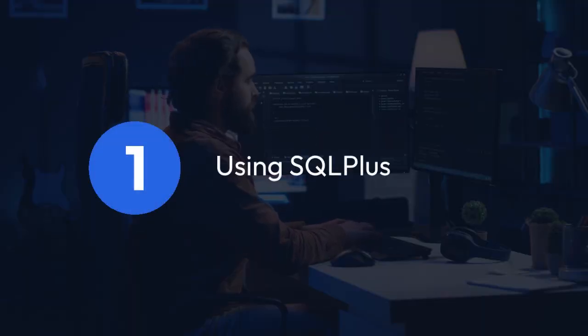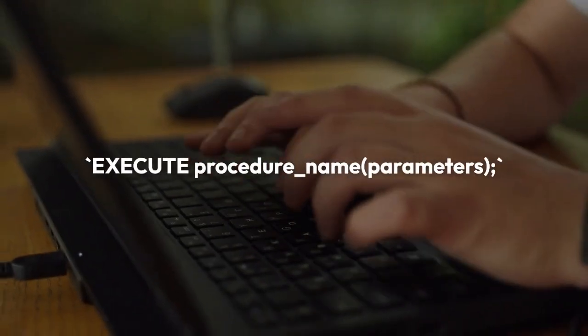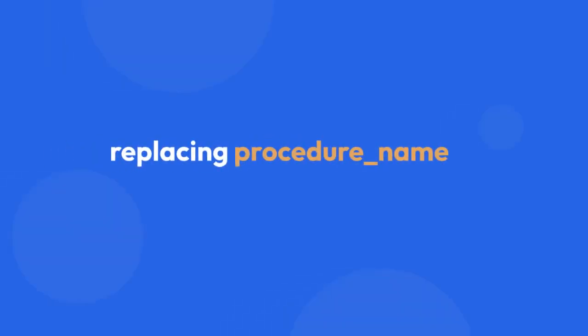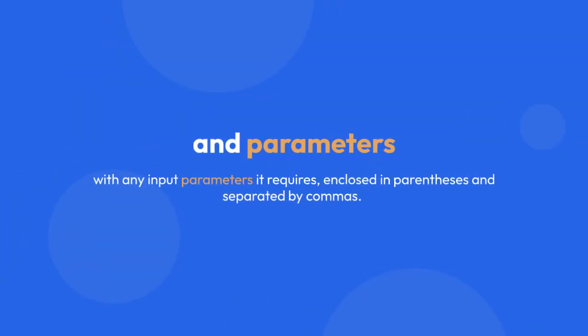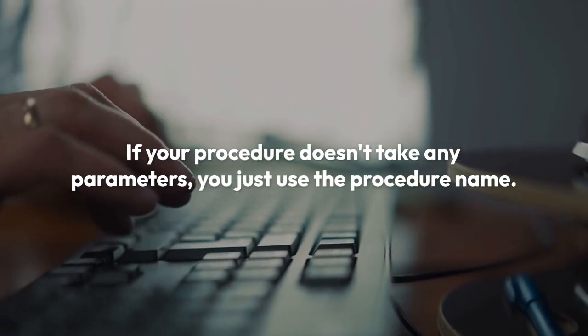1. Using SQL*Plus. This is a command line tool that comes with Oracle. To execute a procedure, you simply type EXECUTE procedure_name(parameters), replacing procedure_name with the actual name of your procedure, and parameters with any input parameters it requires, enclosed in parentheses and separated by commas. If your procedure doesn't take any parameters, you just use the procedure name.